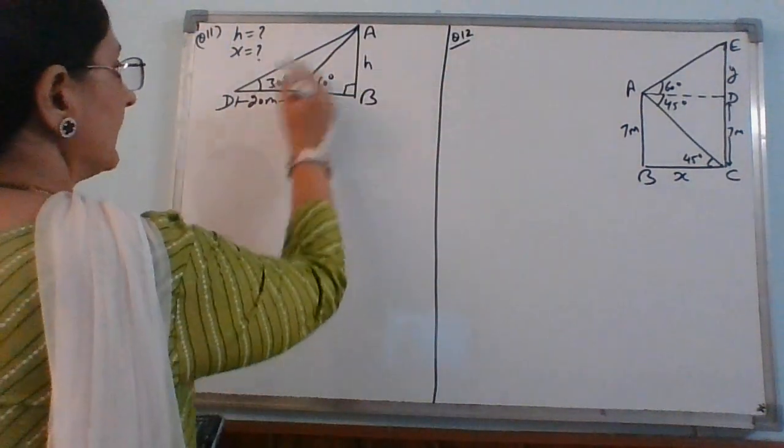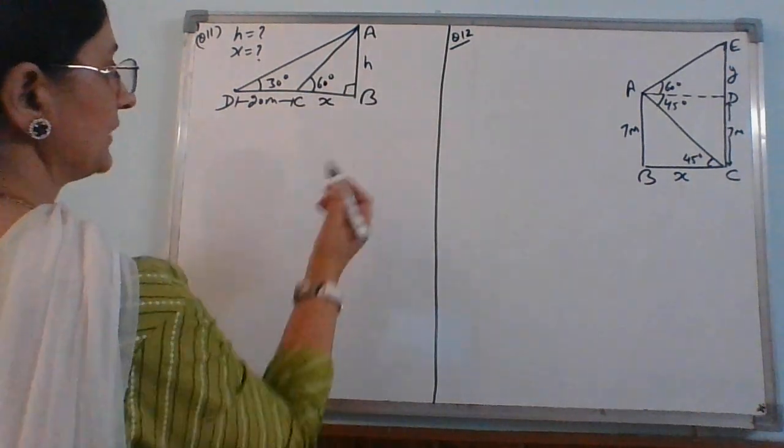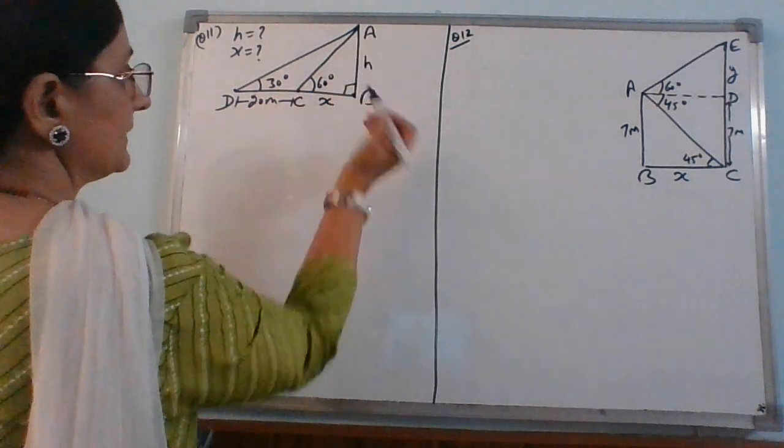So here the two angles made from the two points on the canal are this 30 and 60. So we have to find this width as well as the height.